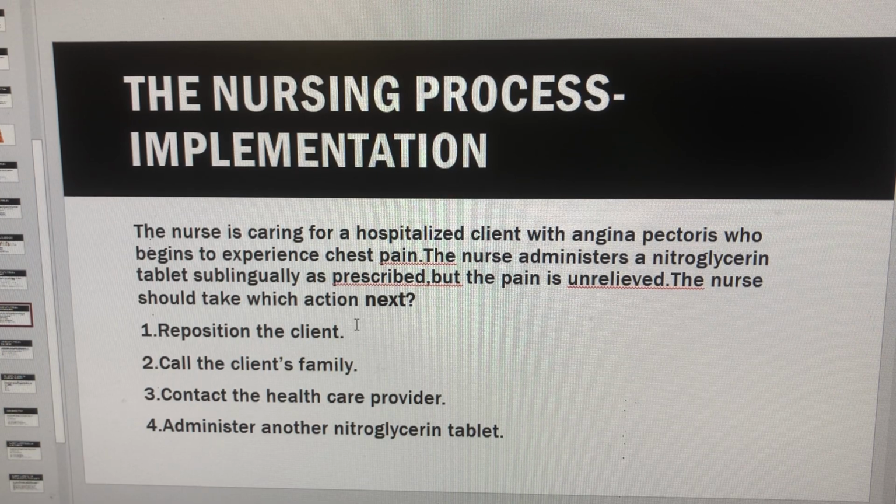1. Reposition the client. 2. Call the client's family. 3. Contact the healthcare provider. 4. Administer another nitroglycerin tablet. Note the strategic word next and use the steps of the nursing process.